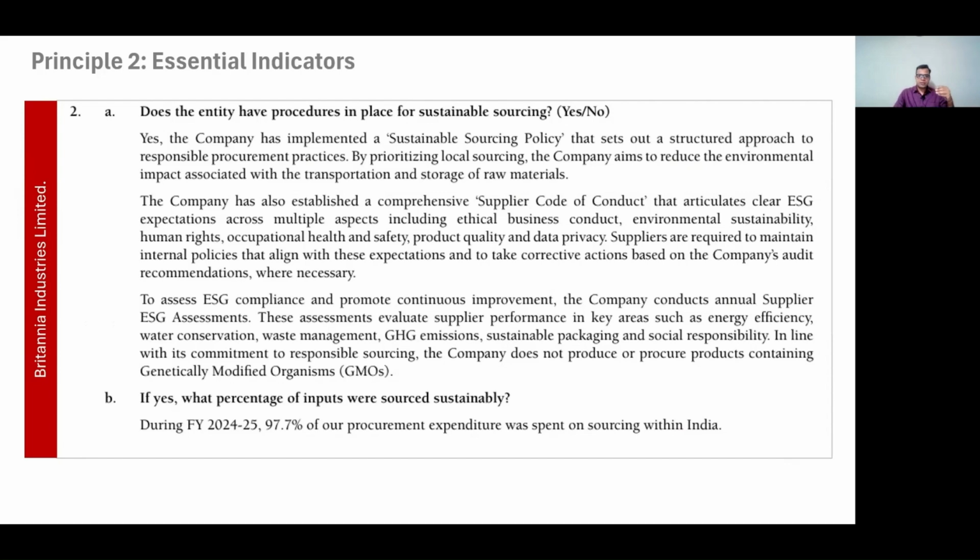The reason why this percentage is given is it is not possible for any company to just switch over to sustainable sourcing from day one. It takes time. So this percentage is very important when we compare on a year-to-year basis.